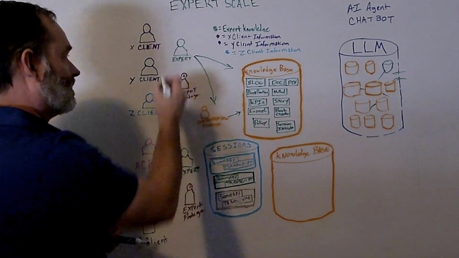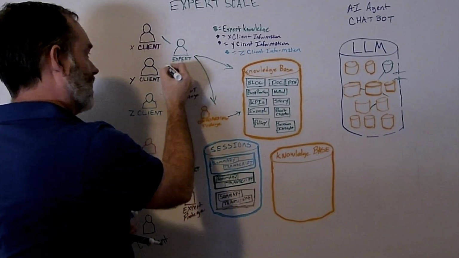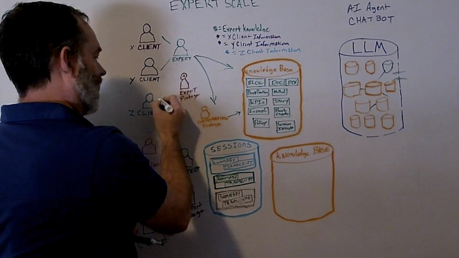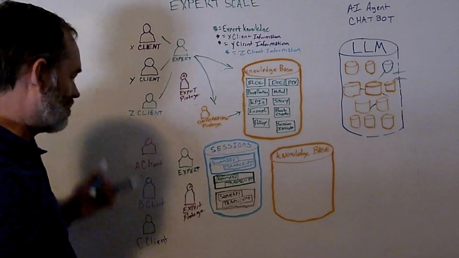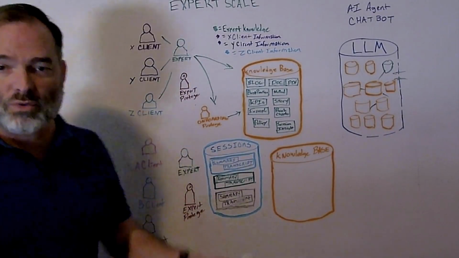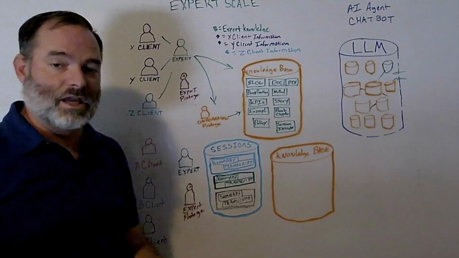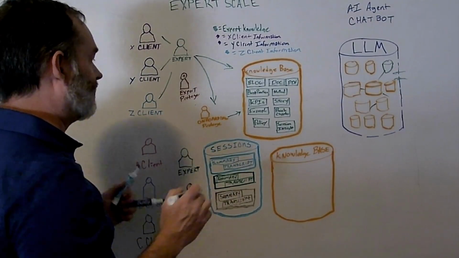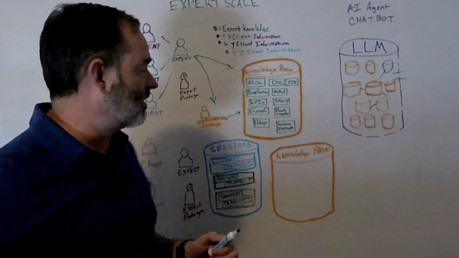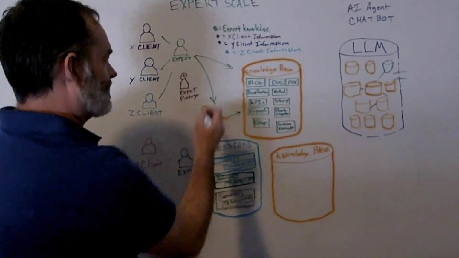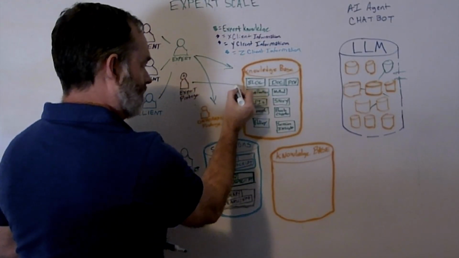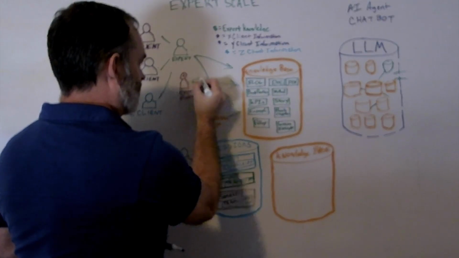Now you're not limited to working with client X, client Y, and client Z. You can also work with client A, B, and C. You can work with an infinite number of clients, and your digital protege can be available to them 24/7 and has direct access to your knowledge base.